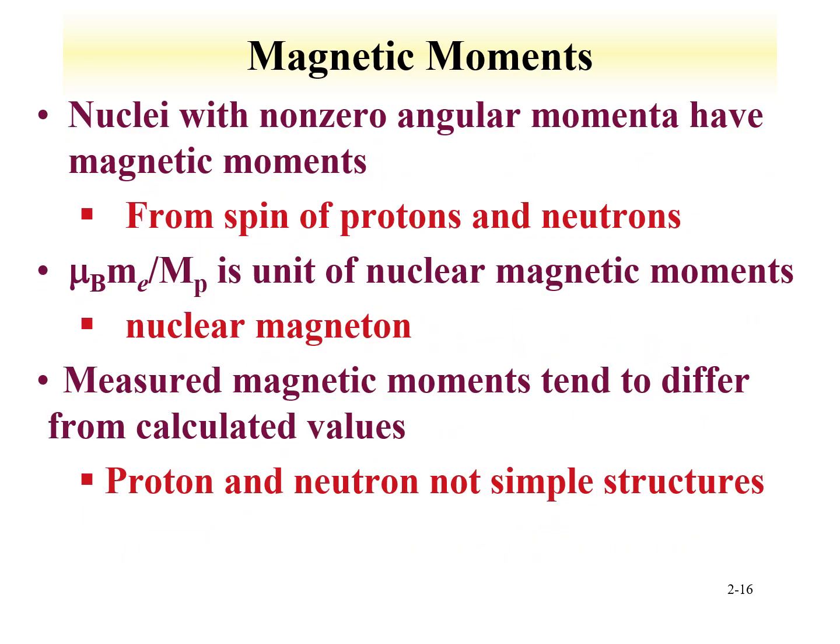Nuclei with non-zero angular momenta also have magnetic moments, and these are from the spins of the protons and the neutrons. From nuclear magnetic resonance, you're familiar with the terms of the magneton. So it's basically the strength of this magnetic moment. These measured magnetic moments tend to differ from calculated values, and again, that indicates that protons and neutrons are not simple structures. So again, we're seeing this trend. You do a calculation, you measure something, they don't agree, come up with a reason that they don't agree.